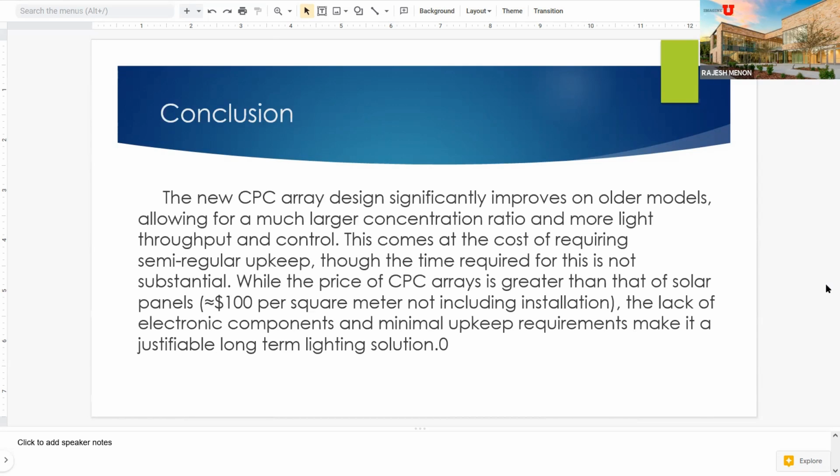Okay, so this new CPC design is far more efficient than the old CPC design. While it does require some maintenance in the form of rotating this about once monthly, it's not that bad, and shouldn't take more than a couple of minutes once a month. It is also of note that these CPCs are quite a fair bit more expensive than solar panels, by a factor of about 4, but require very little maintenance and have incredible lifespans as they are purely mechanical.